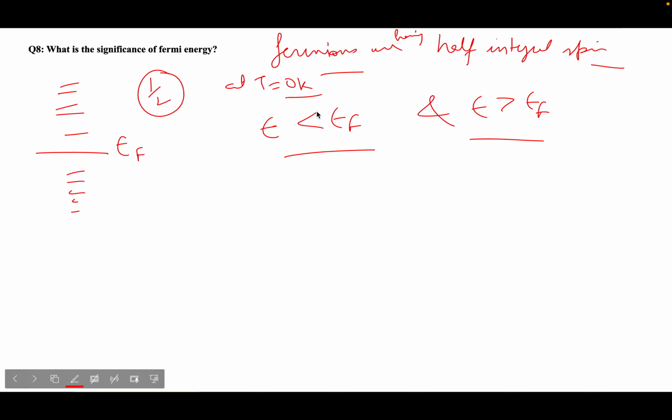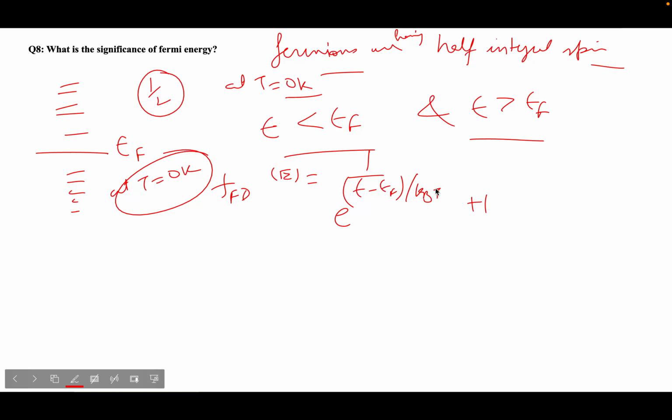So for E less than EF, we know that F of FD, the probability of occupancy, is equal to 1 over e to the power (E minus EF) by kBT plus 1. Since we are talking about T equal to 0 Kelvin, at T equal to 0 Kelvin, this is E minus EF, and E is less than EF. So this is minus here.